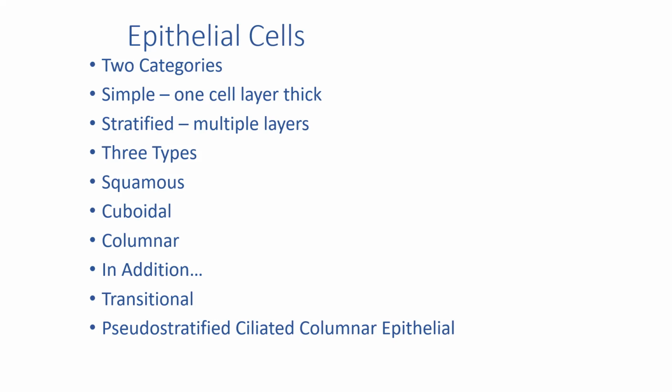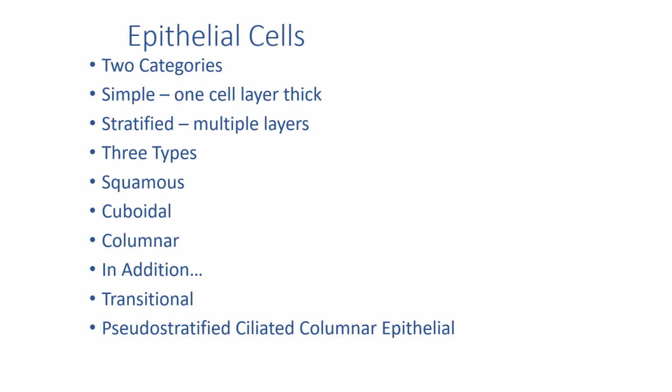So we have simple and stratified. 3 types of cells: squamous epithelial cells. They are an irregular shaped cell. That's what you saw in the cheek cells. The cheek cells were squamous. They're flat. They have a big nucleus that sticks up in the middle. It really does protrude like a volcano in the middle, if you will. But the cell itself is fairly flat. Cuboidal cells are shaped like a cube, and columnar cells are shaped like a column.